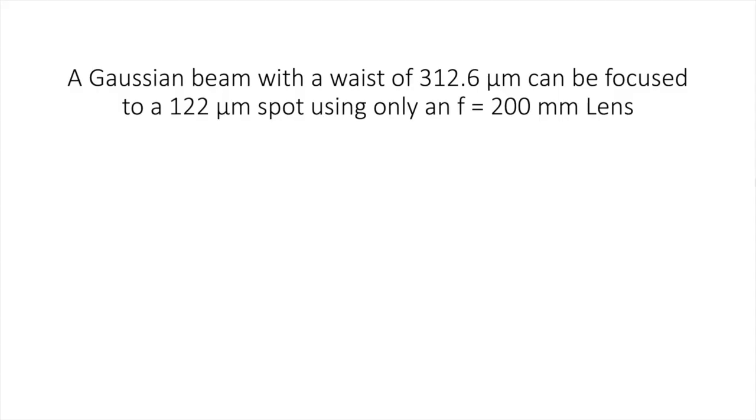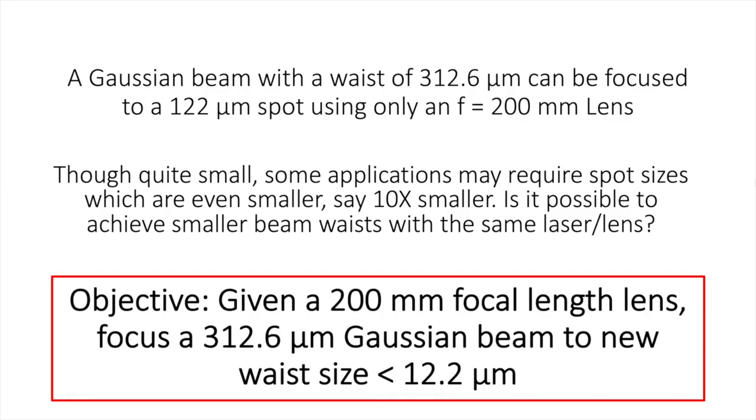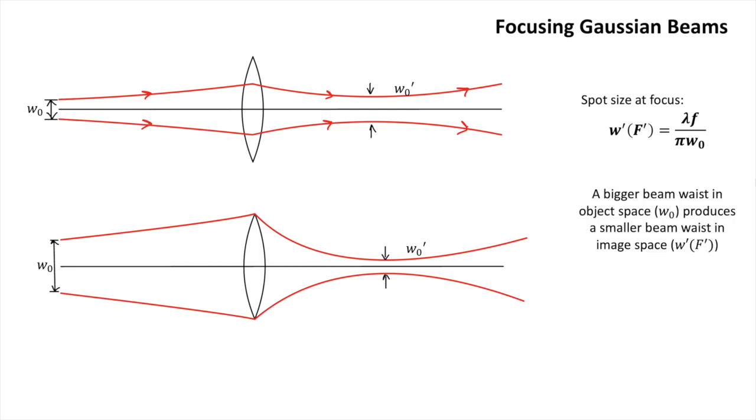In the last lab, we focused our laser down to a spot size of 122 microns. Although this is a decent reduction in size, many applications demand smaller beam waists. Our goal in this lab is to focus our HeNe beam to a new waist size of 12.2 microns using the same 200mm lens. When imaging Gaussian beams, the new waist generated in image space is inversely proportional to the beam waist in object space.